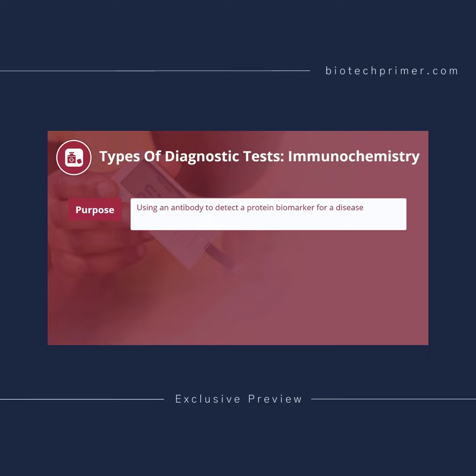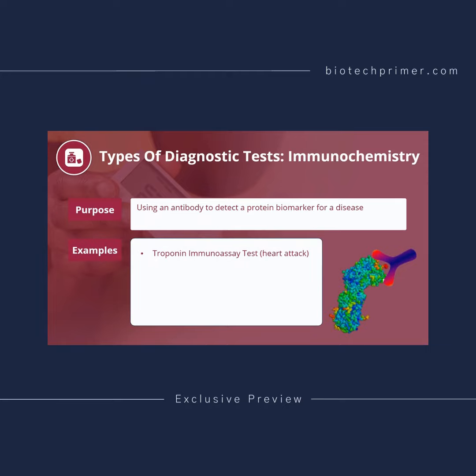Another type of diagnostic test is called an immunochemistry diagnostic. In this case, we are using an antibody to detect a protein, and really a protein antigen, that is specific to a particular marker for a diseased state. So for example, the protein troponin is associated with cardiac diseases, diseases of the heart. If you have a heart attack, some of the heart cells die and then release troponin into the blood. And by taking a blood sample, you can detect the presence of elevated levels of troponin using an antibody.